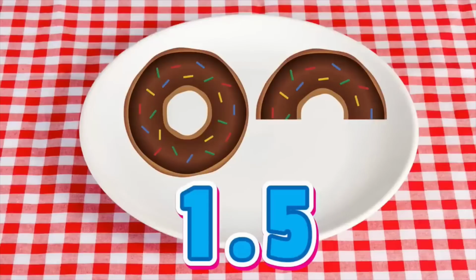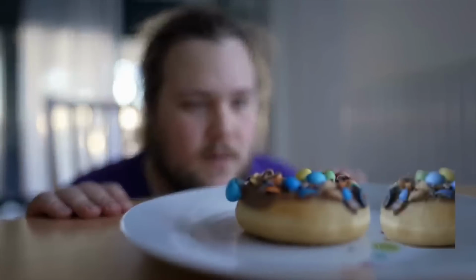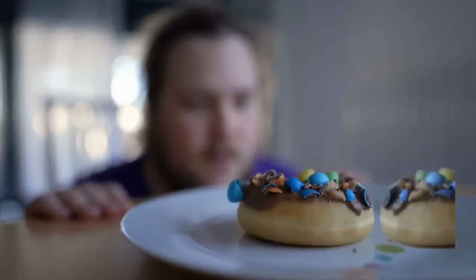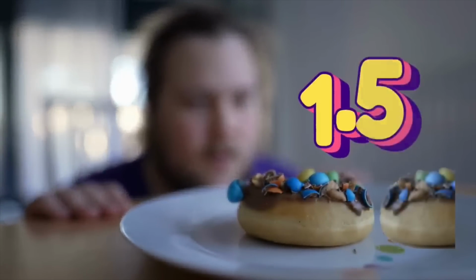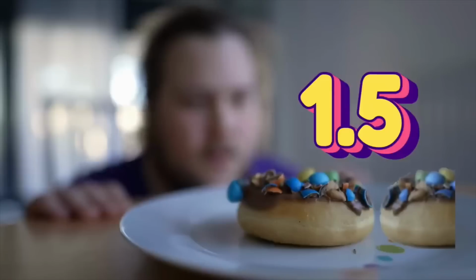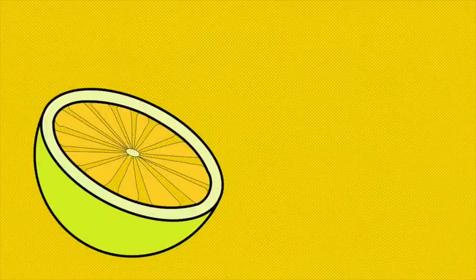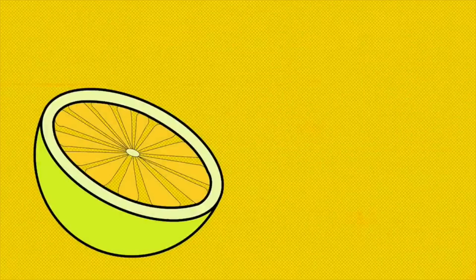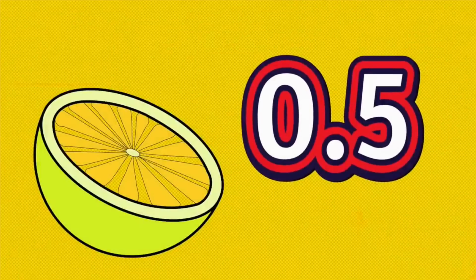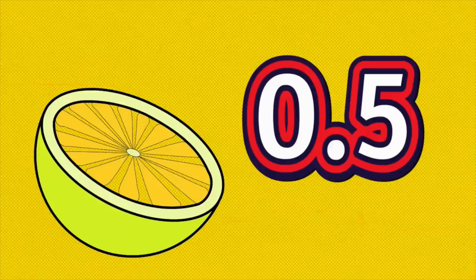I have one donut. If I stare at it long enough, maybe another half will appear, and then I will have 1.5 donuts. Check this out. Here we have part of a lemon, half of one to be exact. That means we have 0.5 lemons. 0.5 is the same as 1/2.